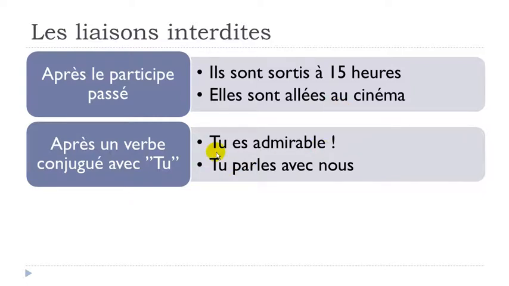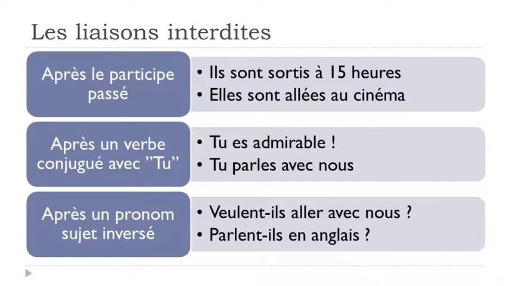So in that case, if you look at the sentence, you've got first your subject, tu, and then here you get est, okay, the verb être, second person of the singular, so tu es admirable, all right? And in that case, don't make the liaison, okay? Tu es admirable. It will be exactly the same thing here. Tu parles avec nous. So no liaison here between parles and avec, okay? Tu parles avec nous. All right, so that's the rule. When you've got a verb at the tu person, so second person of the singular, don't make a liaison after the verb, all right?